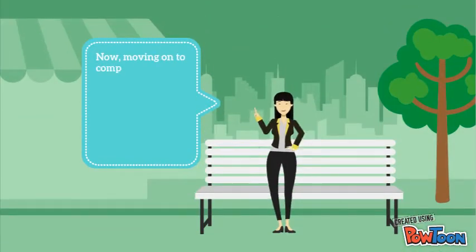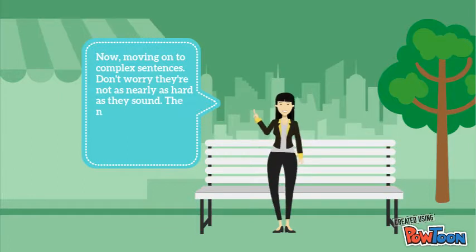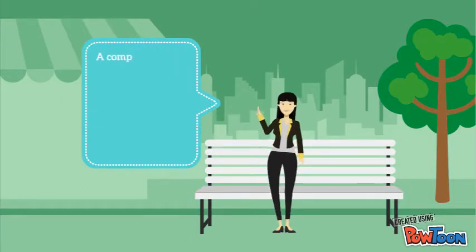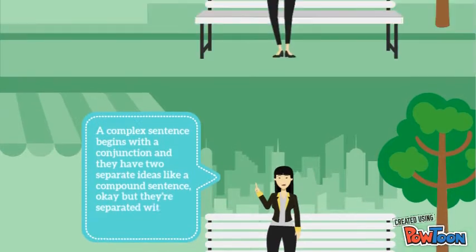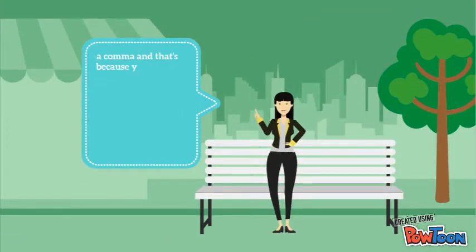Now moving on to complex sentences. Don't worry, they're not nearly as hard as they sound. They make it sound so tricky. A complex sentence begins with a conjunction, and they have 2 separate ideas like a compound sentence. Okay, but they're separated with a comma, and that's because you've put the conjunction at the beginning.